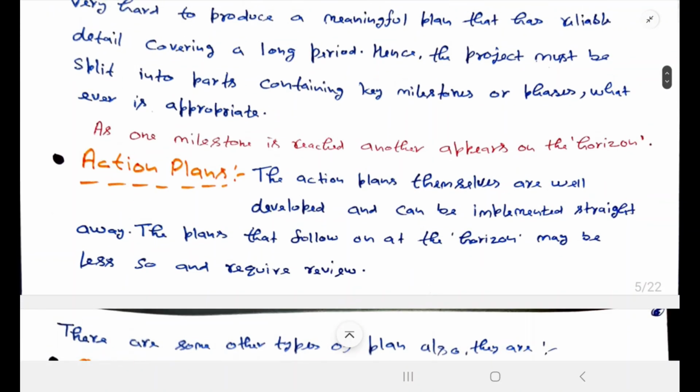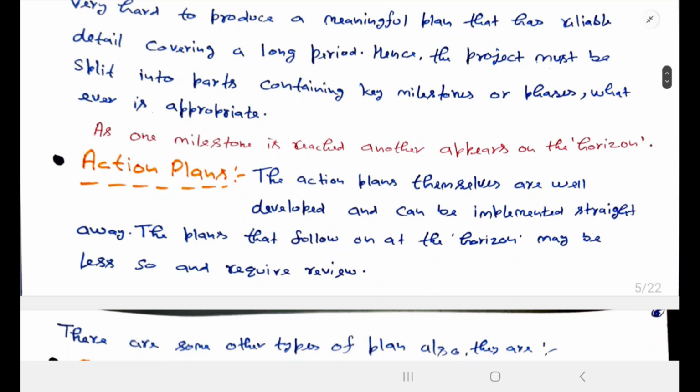The next one is action plans. The action plans themselves are well developed and can be implemented straight away. The plans that follow on at the horizon may be less sure and require review. The action plans mean you start to work. Here you are planning to start our work. These are action plans.